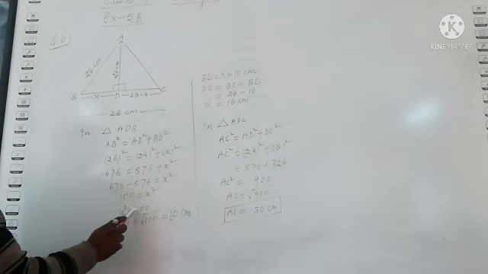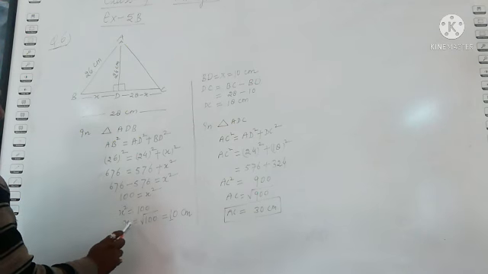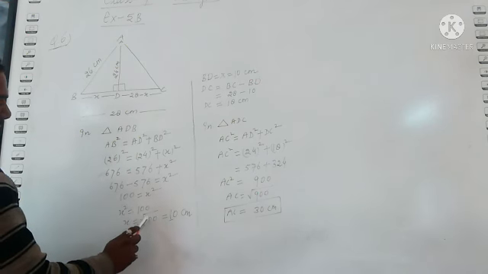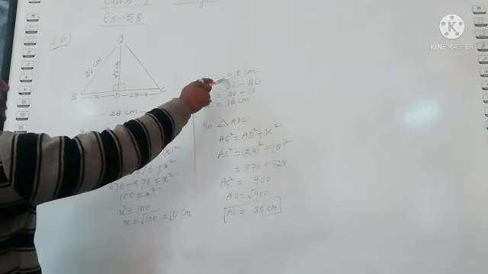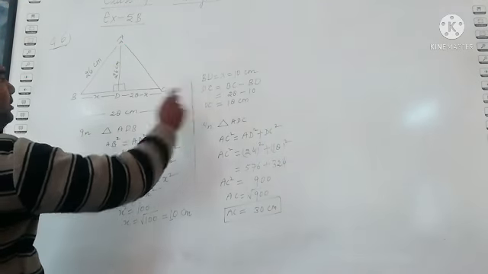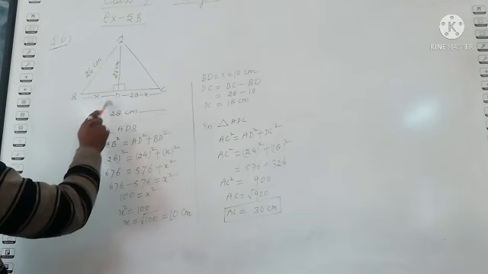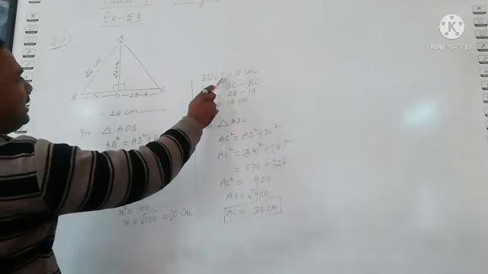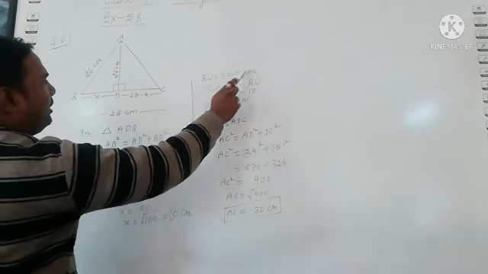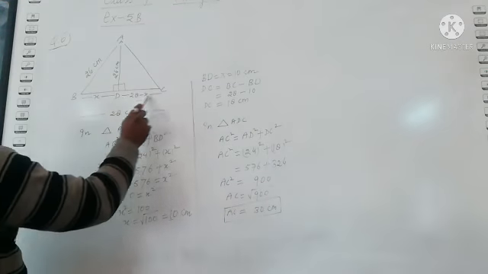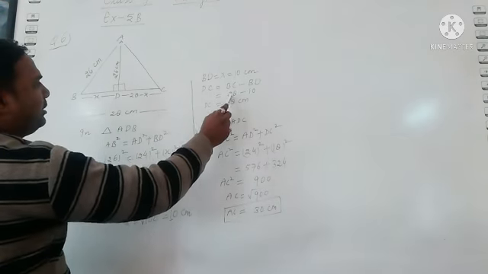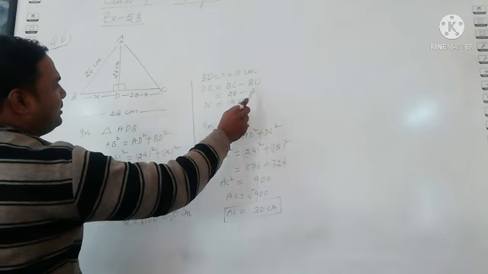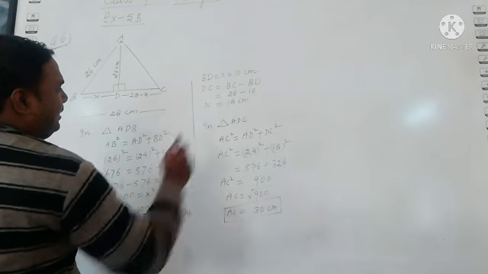So we can say x square equals 100. Now x equals square root of 100, and the square root of 100 is 10. Okay, so the value of x is 10 centimeter. What is x? BD is x, because we have supposed BD as x. So BD equals x and the x value is 10, so BD equals 10 centimeter. Now what is the value of DC? DC is 28 minus x. So DC equals 28 minus 10, that is 18.